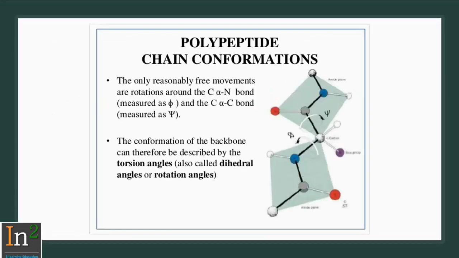Now let's talk about the conformation of proteins. Of these 3 bonds, only 2 bonds are flexible, phi and psi. These bonds show typical single bond character, while the peptide bond has 40% double bond character. That's why the peptide or omega bond is not flexible and is not considered a torsion angle. Torsion angles are also known as dihedral angles or rotational angles.